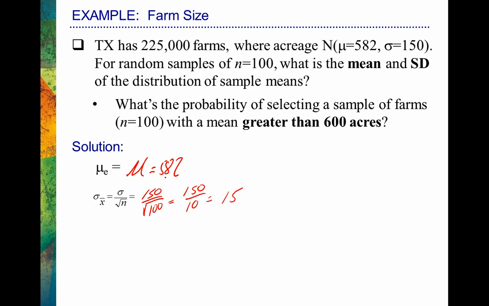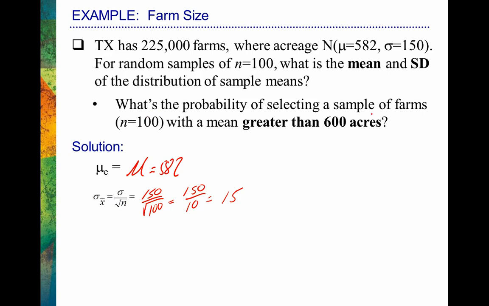So in that distribution of sample means, the mean is going to be equal to 582, and the standard deviation of that distribution of sample means will be equal to 15. That represents differences between the sample means that we would expect just by chance. So how far off are the sample means from the true population mean? Well, they tend to be off on average by about 15 acres. So now we can answer a question like this.